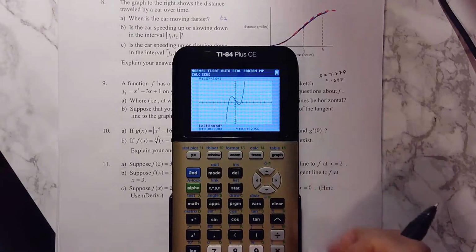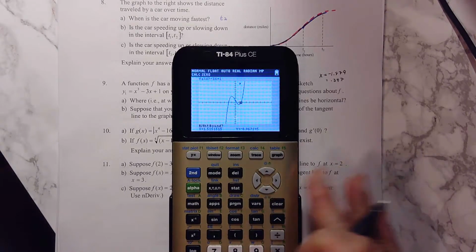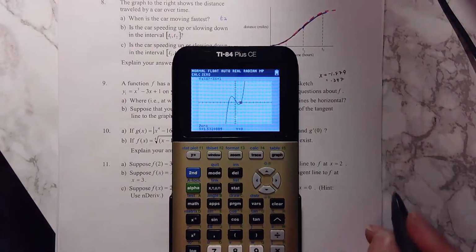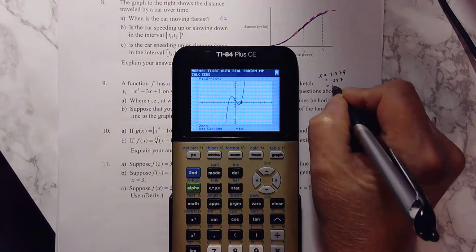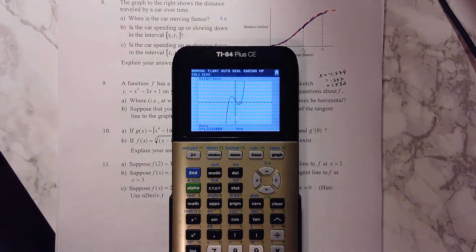All right, we're going to move a little to the left of that 0 and press enter, a little to the right, press enter, enter one more time, and it looks like x is 1.532. So those are the 3 x coordinates for which the graph of f would have a horizontal tangent. Okay, they look like the zeros on the graph of the derivative.